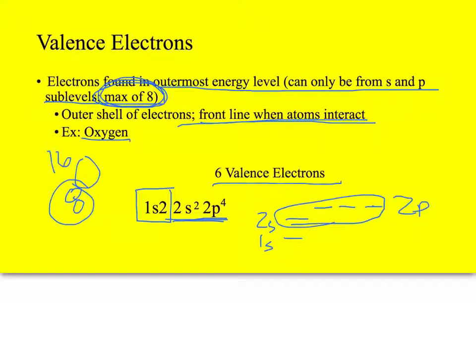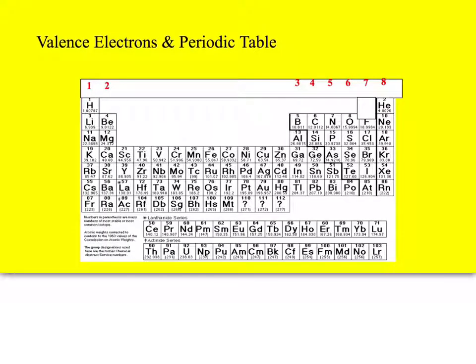So we need to make sure that we know that. That's the thing we have to drive home. There's only going to be a maximum of 8 total, right? From any energy level, 8 total. It's just going to be the s and the p electrons. Okay, so we talked about valence electrons, the only ones being involved in bonding.